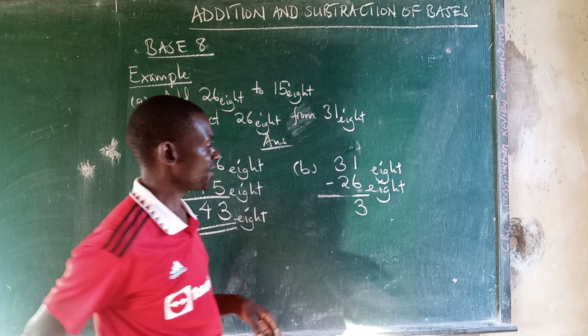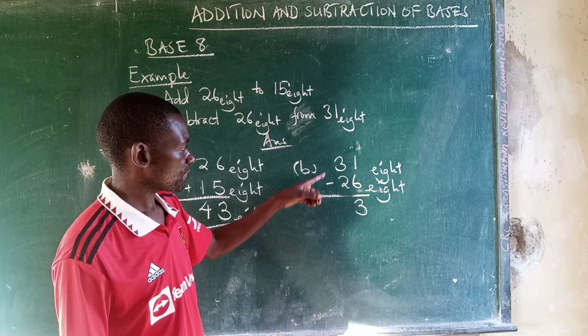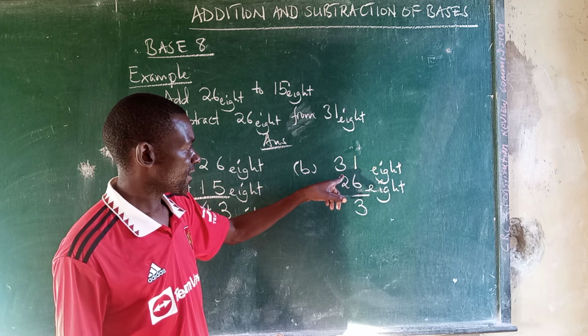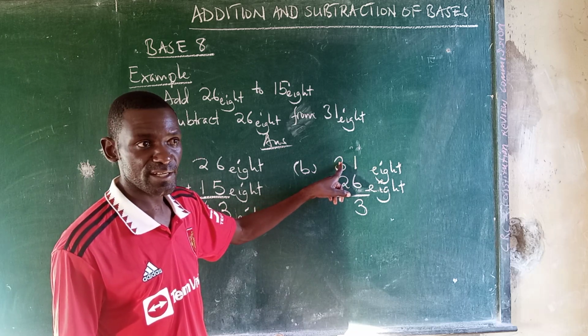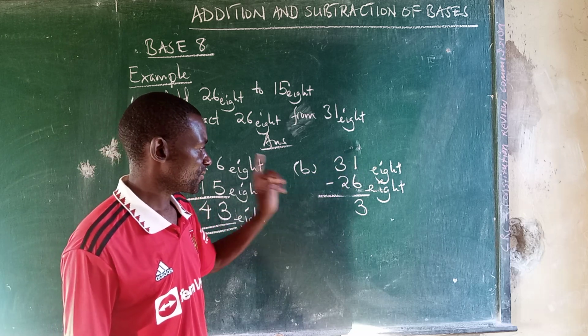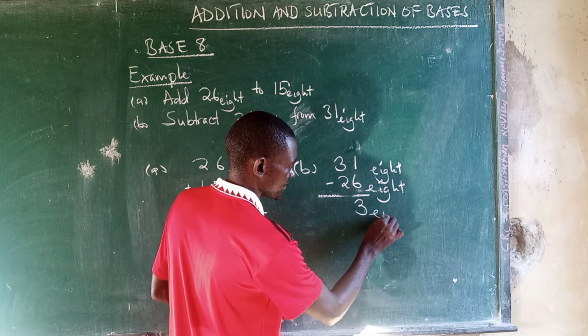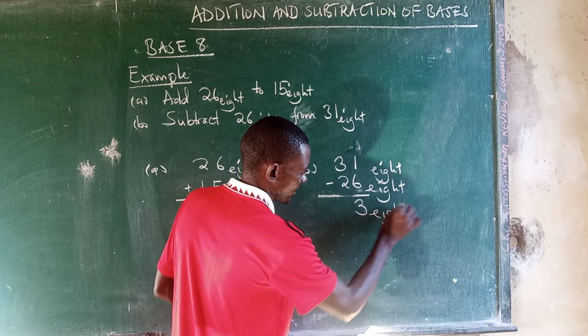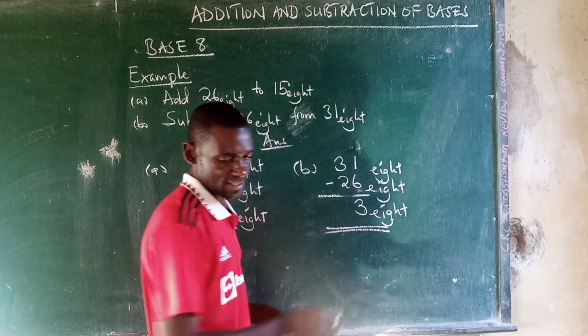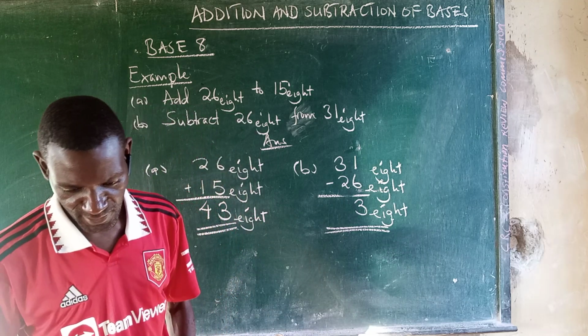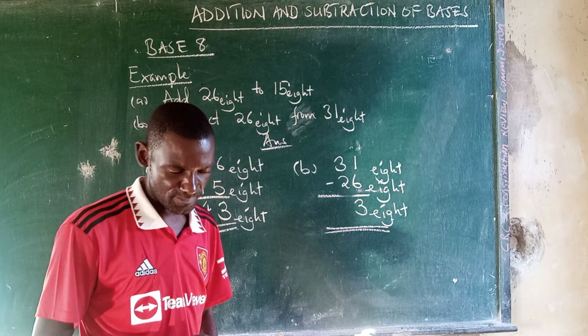We write 3 here. And then since we've gotten 1 eight from here, there are now just 2 eights that are remaining. And then 2 minus 2 is just 0. So the answer is just 3 base 8. So this is how we can do our subtraction when we are in base 8.